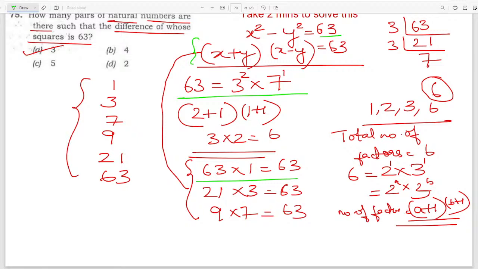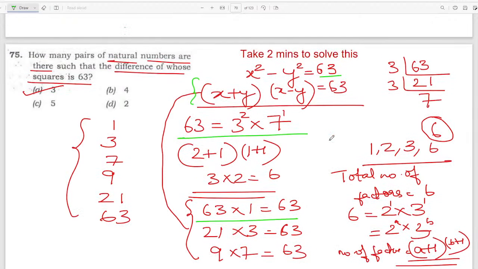Okay, I'm sorry. I'll just explain it once again. What they're asking is, how many pairs of natural numbers are there such that the difference of whose squares is 63? So x square minus y square can be written as x plus y into x minus y. That is equal to 63.